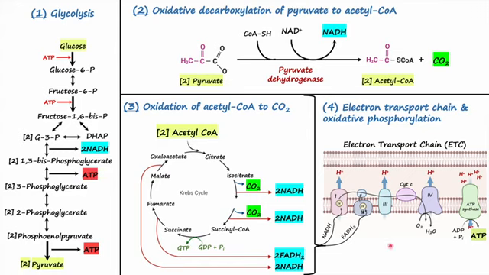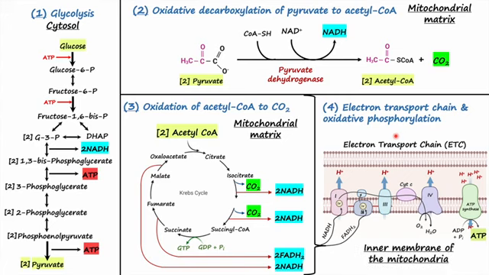So these are the 4 stages of cellular respiration, and it is also important to know the location of each of these stages. Glycolysis takes place in the cytosol, and pyruvate is oxidized to acetyl coenzyme A in the mitochondrial matrix, as well as the oxidation of acetyl coenzyme A to carbon dioxide also takes place in the mitochondrial matrix. And the last stage, which is the electron transport chain and oxidative phosphorylation, takes place in the inner membrane of the mitochondria.